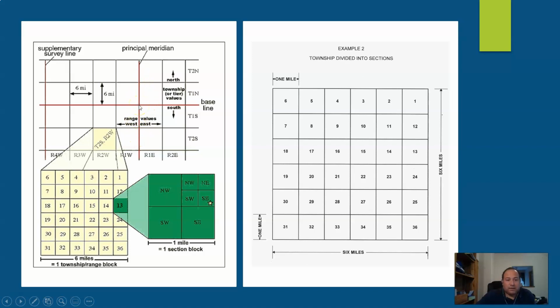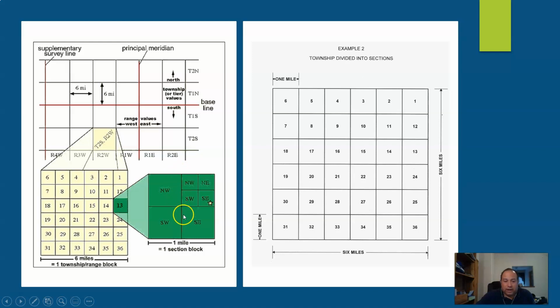So if this is our initial starting point, and we're looking at this specific section, that is township 2 south, range 2 west. So there's our initial starting point, and we go 2 south and 2 to the west. And that gets us to our section. In our township, sorry, we have our 36 sections. And if we look at section 13 here, we can see we can even divide it further.